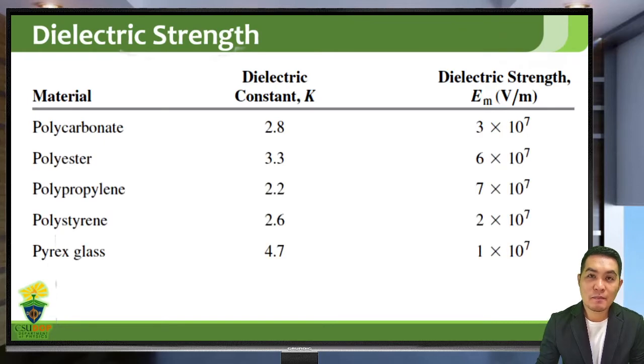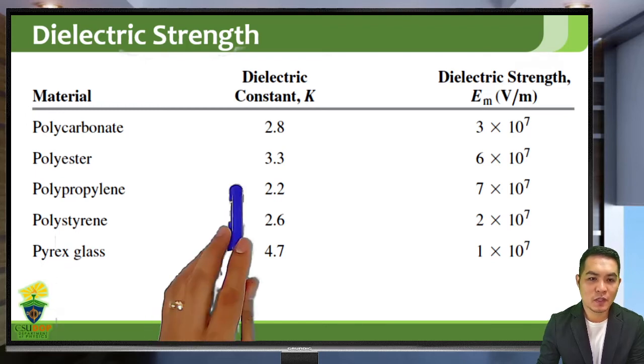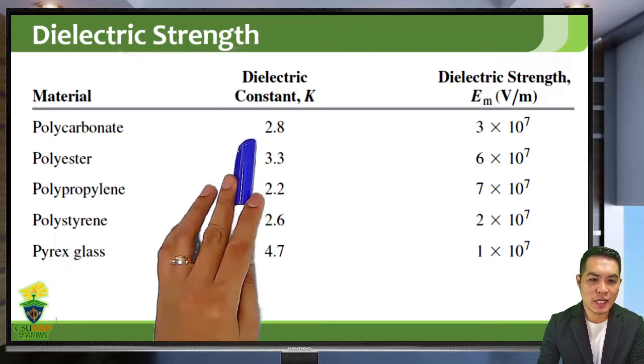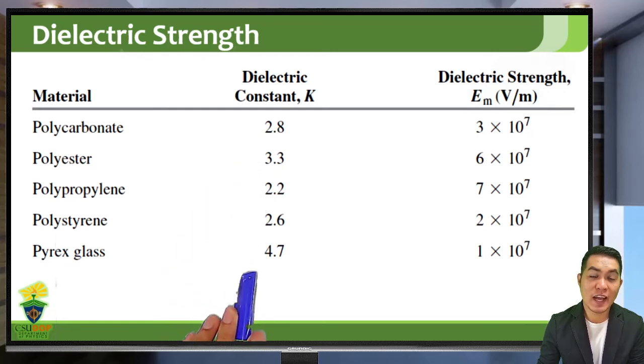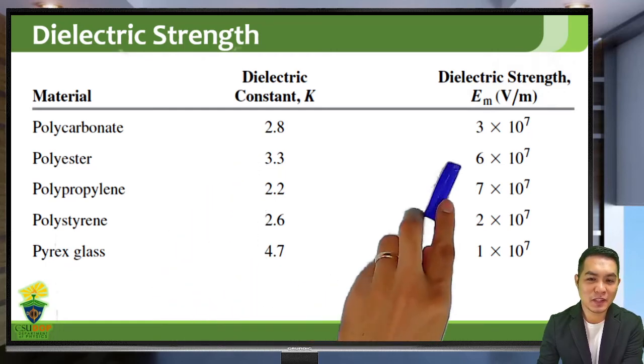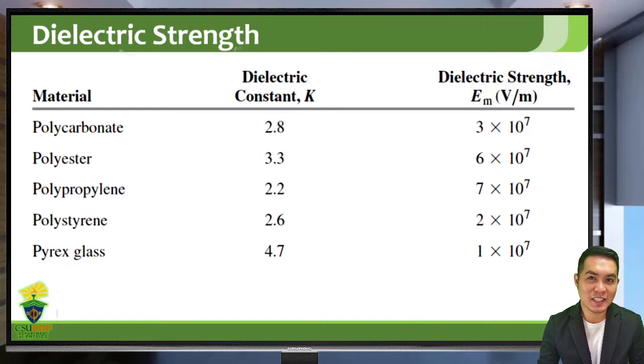So these are some of the dielectric strengths of different materials. You will notice here, this is increasing dielectric constant, but you will notice that there's no pattern in the dielectric strength. It doesn't mean that if you have a higher dielectric constant, you will also have a higher or lower dielectric strength. It has no pattern whatsoever.